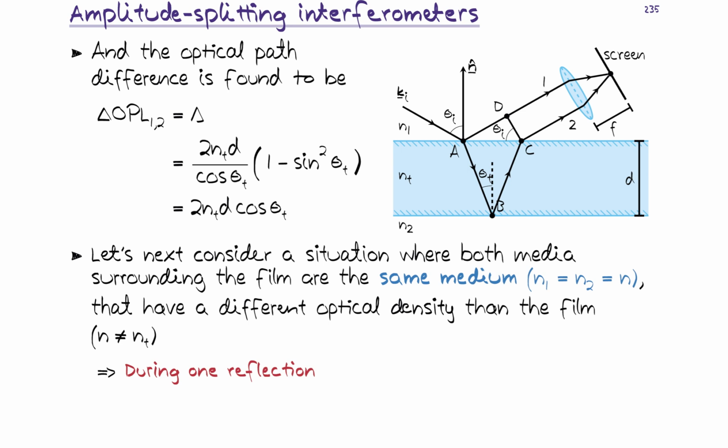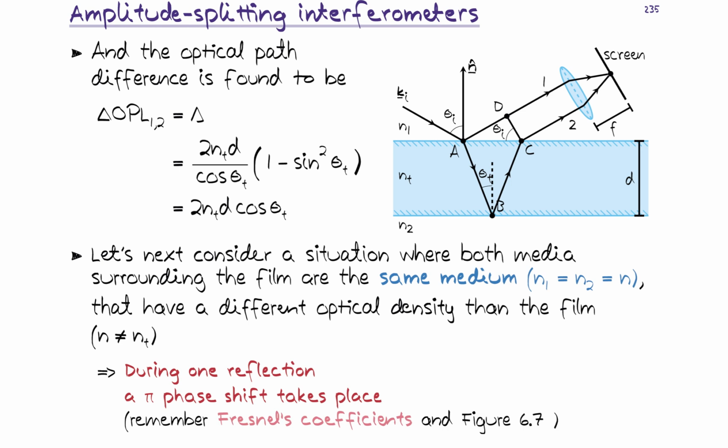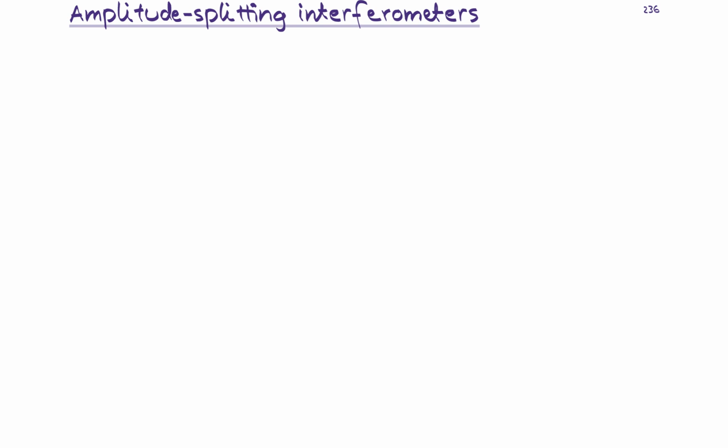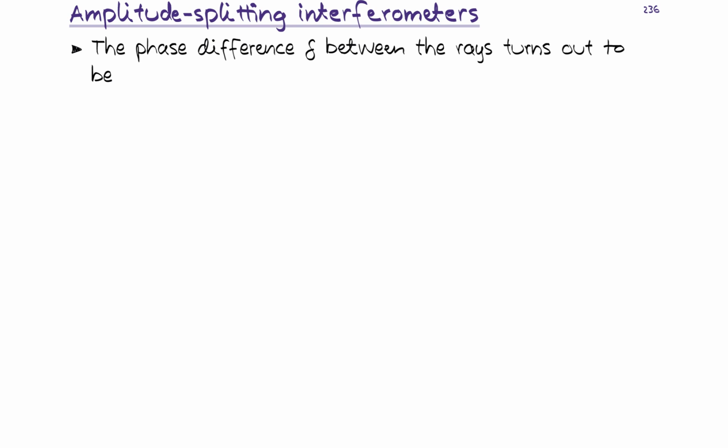And now, during one reflection, a pi phase shift also takes place. So please remember the Fresnel coefficient in figure 6.7. So basically, when we have this reflection here, there will be an additional phase shift. And this we must take into consideration when we are finally calculating the total phase difference between the two different rays. So the phase difference delta between the two rays turns out to be k times this capital lambda, the path difference we just calculated, plus minus pi. That's the additional phase shift arising from the reflection.